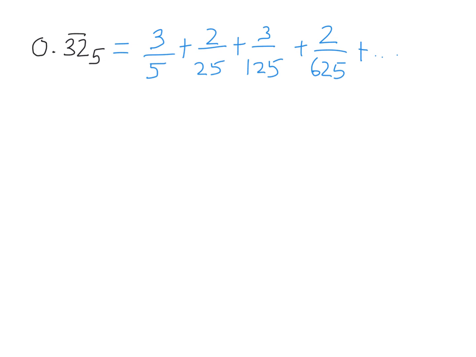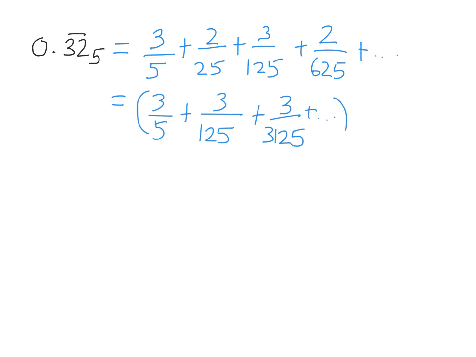So what are we to do? Well, we can actually split this up into two series that are geometric. All the 3s make their own geometric series. So 3 over 5 plus 3 over 125. The next one will be 3 over 3,125. This here is a geometric series. Just as all the 3s form their own geometric series, so too do the 2s. So that will be 2 over 25 plus 2 over 625. The next one will be 2 over 15625 and so on.